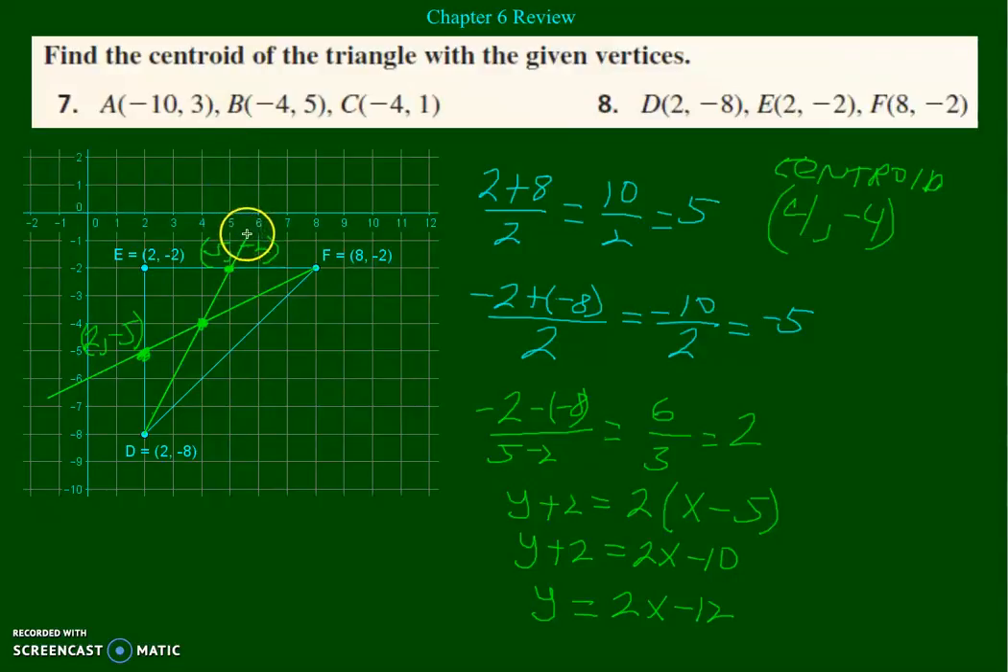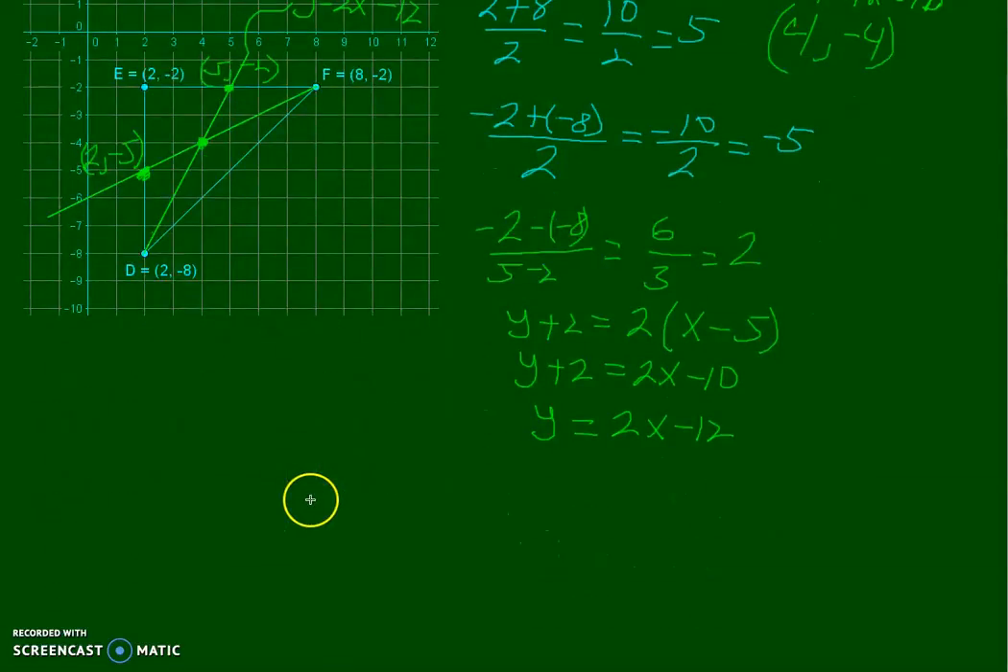So let's put that up here. Y equals 2x minus 12. Alright, let's do the next one. Let's pick a different color here. Give ourselves a little bit more room, and we're going to use these 2 points now.